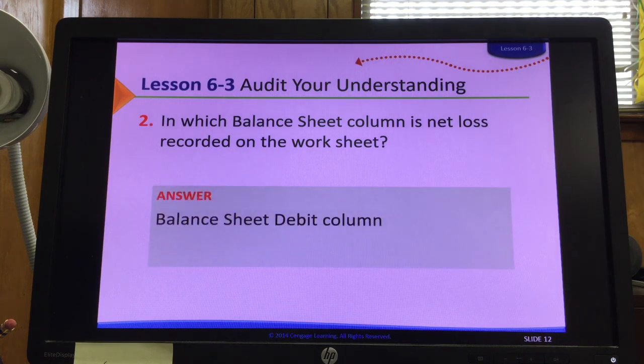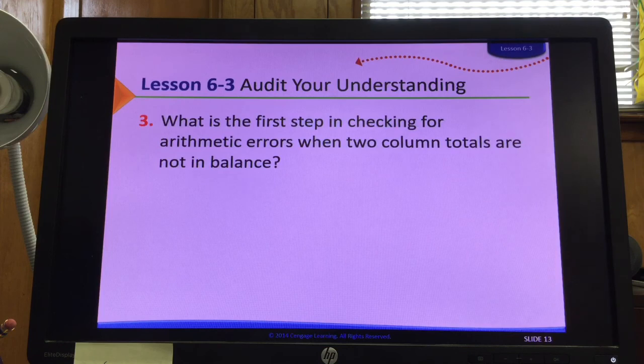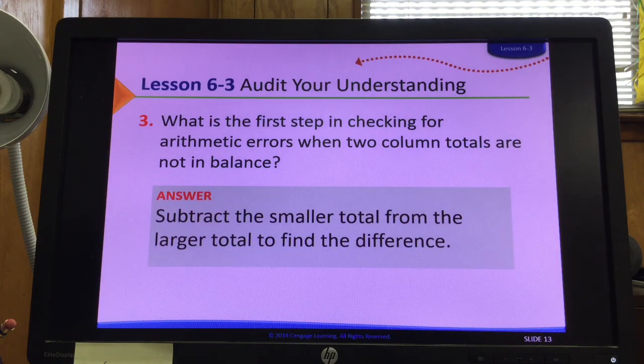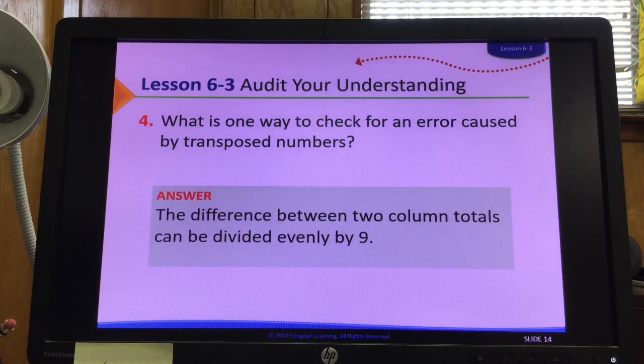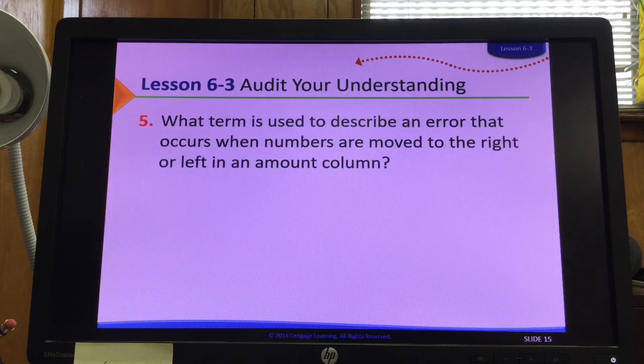The balance sheet debit. What is the first step in checking for arithmetic errors when two column totals are not in balance? You subtract the smaller total from the larger total to find the difference. What is one way to check for an error caused by transposed numbers? The difference between two column totals can be divided evenly by 9. What term is used to describe an error that occurs when numbers are moved to the right or left of an amount column? That's called a slide.